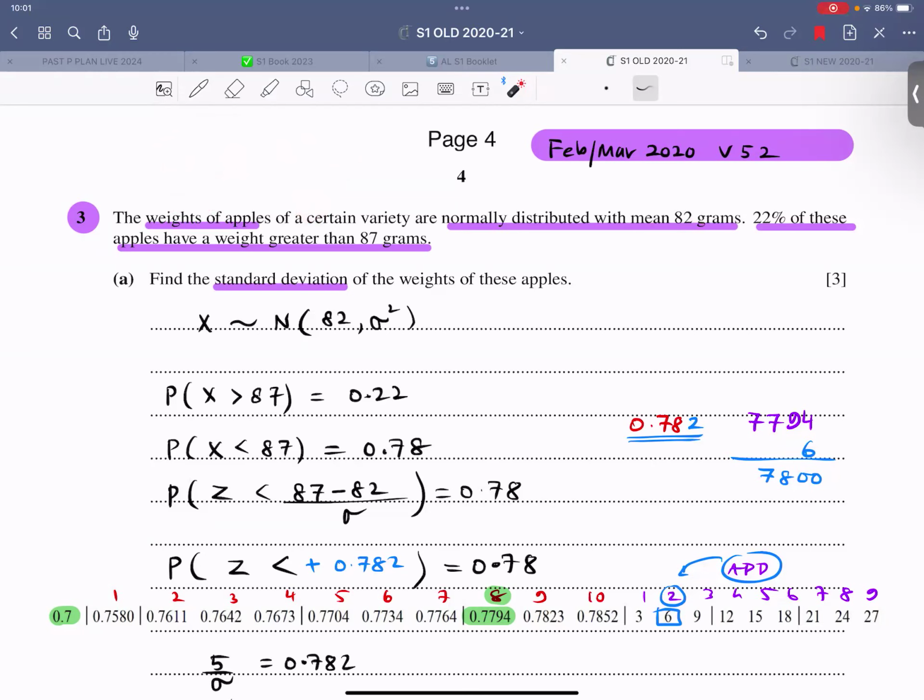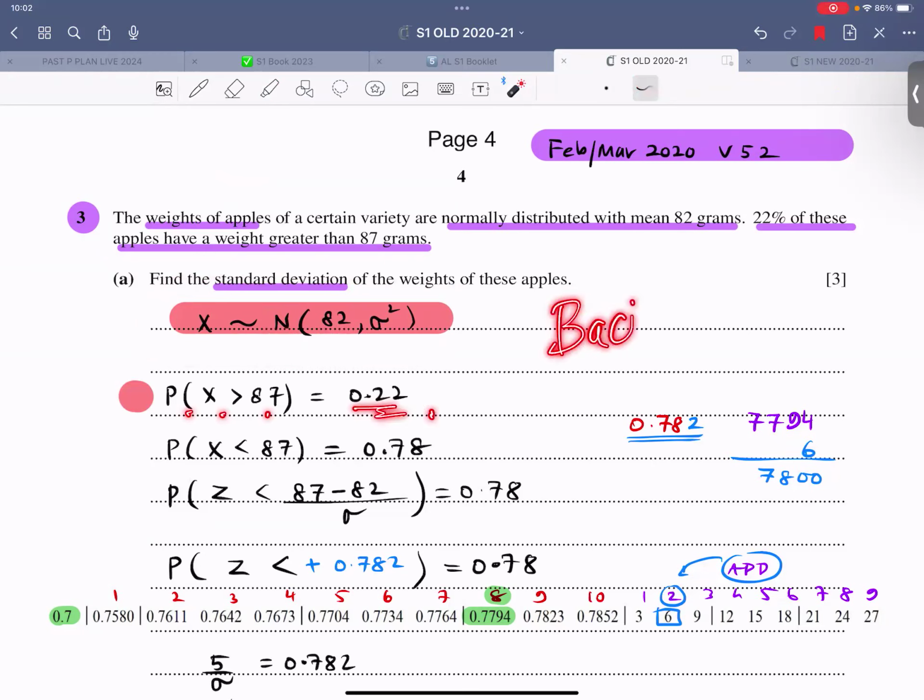The mean is given, the percentage is given, and an inequality is given. Apples have a weight greater than 87 grams. It's about weights of apples. Always make sure to write down the distribution. What is the question all about? It's about normal distribution. Then write down the inequality. What's the inequality? Probability X greater than 87 is 22%.